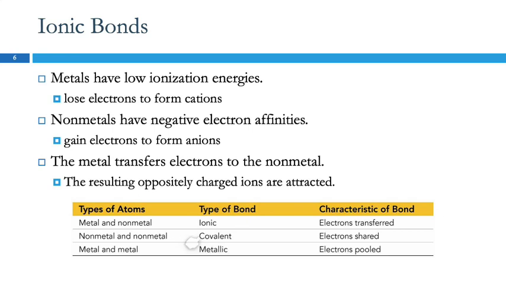A peek ahead. We've got covalent bonds and metallic bonds as well. Covalent bonds are going to be between nonmetals, just like the covalent or molecular naming was with nonmetals. Here the electrons are shared. Covalent, sharing of valence electrons. And metallic bonds happen in metals.